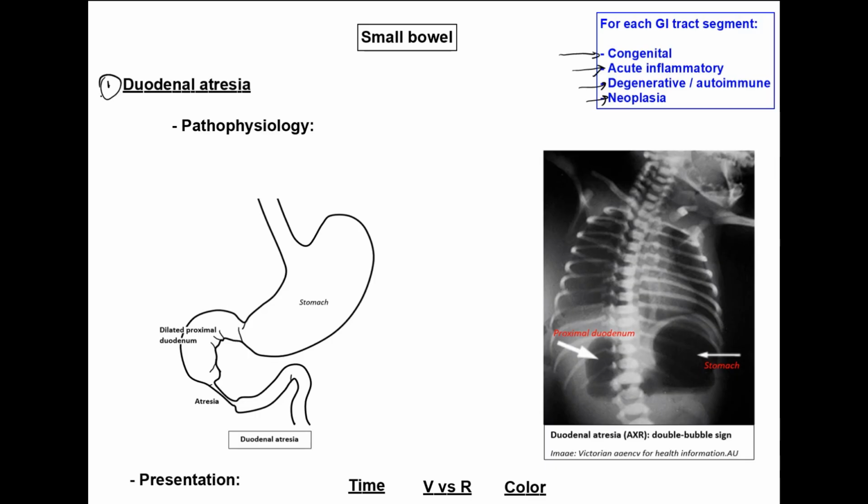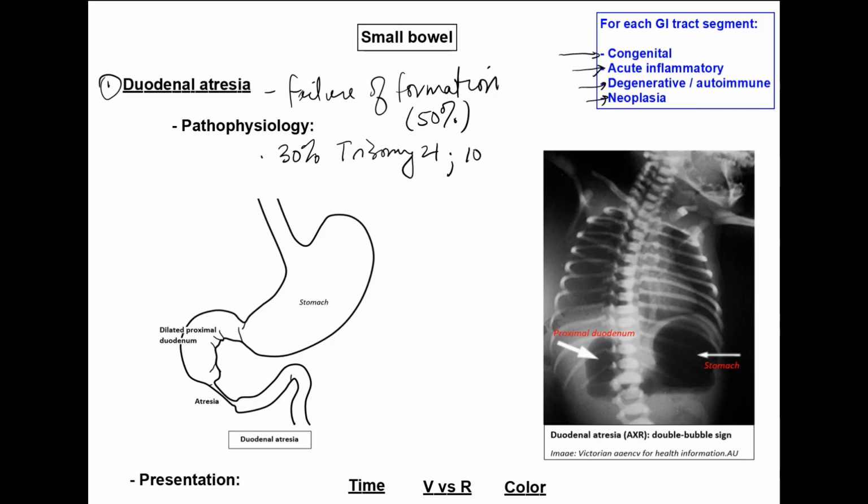The first is duodenal atresia. Atresia is a process in which there's failure of the formation of a segment of the tract. It can occur anywhere down the GI tract, but commonest is in the duodenum, about 50%. The important association of duodenal atresia is that 30% are associated with trisomy 21. Another 10% are associated with other underlying diseases. So it typically does not occur in isolation.